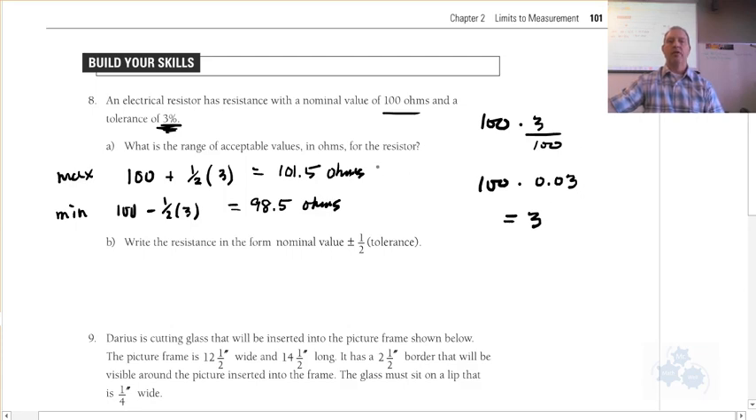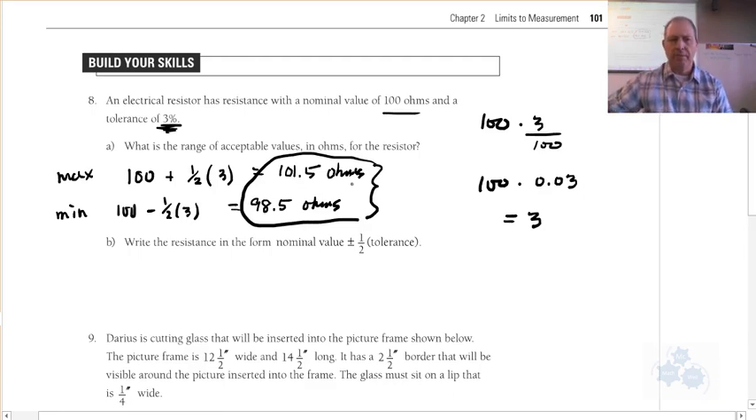Okay, so the range is going to be the difference between these two, I guess, right? What is the range of acceptable values in ohms for the resistor? So I guess anywhere from 98.5 to 101.5. Okay, so I think I got that right.